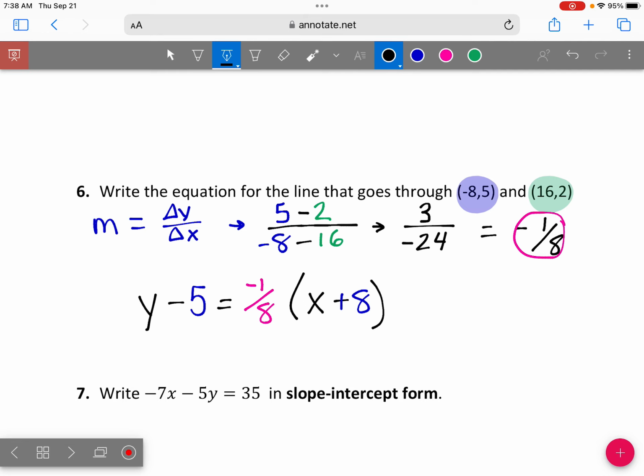And that's an equation right there. I'm 100% happy with that being the answer. You can do it with the other point, also fine. It'd be y minus 2 equals -1/8 x minus 16. You could solve it around in a slope-intercept form if you're feeling real froggy, but you don't have to. This one, it just said find me an equation. One equation.